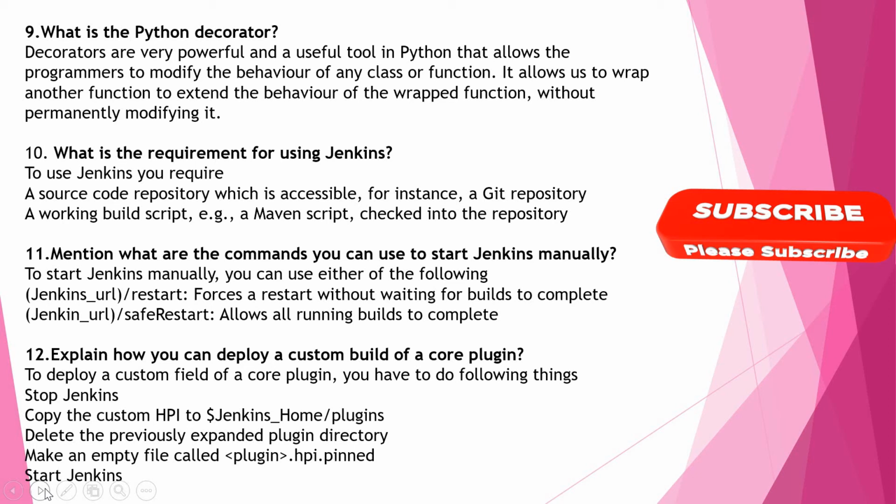The 12th question: how can you deploy a custom build of a core plugin? This is a somewhat different question, but sometimes it happens. To deploy a custom build of a core plugin, you have to follow some steps. Stop Jenkins, copy the custom HPI to $JENKINS_HOME/plugins, delete the previously expanded plugin directory, make an empty file called plugin.hpi.pinned, and start it. Those are the things I think you should know when you have worked on it.